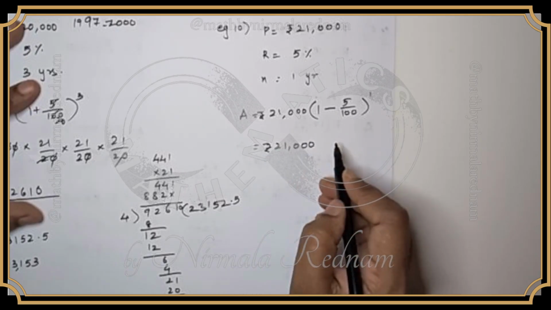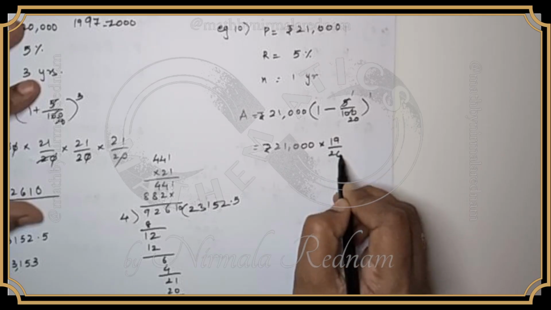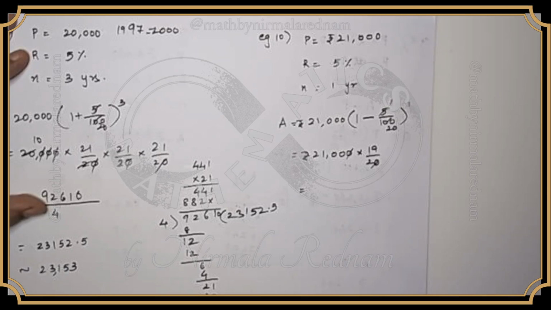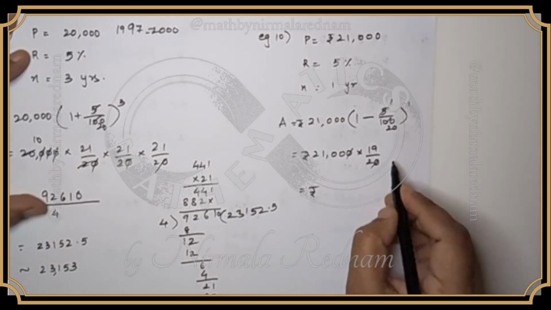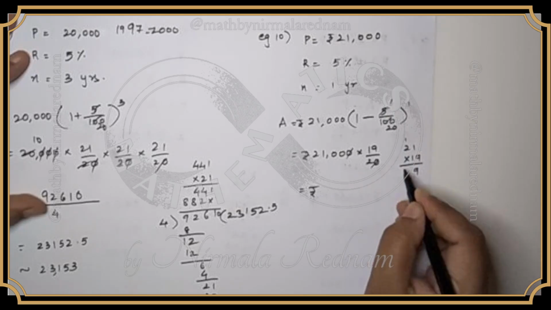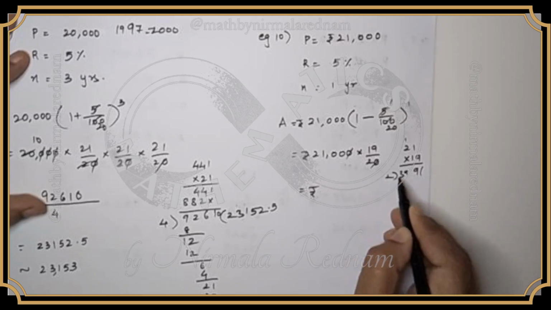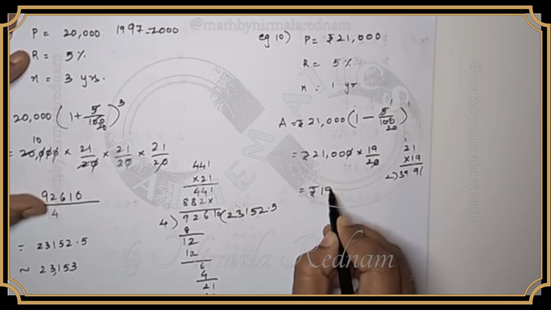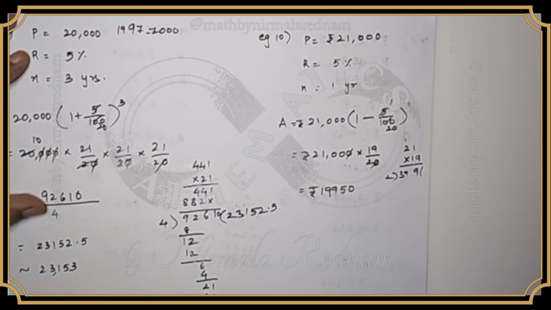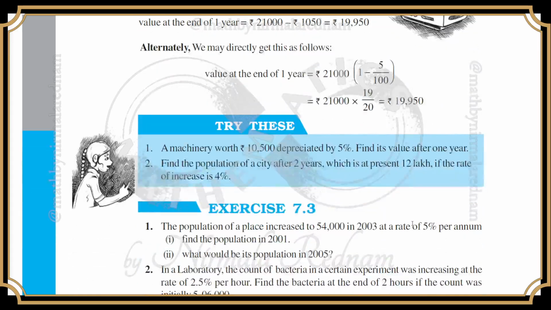So this is 20, so into 19 by 20. You have to simplify this and you're going to get the answer. So if you look at the multiplication 21 into 19, it's going to be 399, and then I have to divide it by 2, which will give me 1995, and I have a 0, right? So 19,950. This is going to be the depreciated value of the television after 1 year.